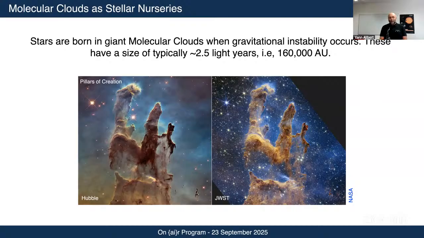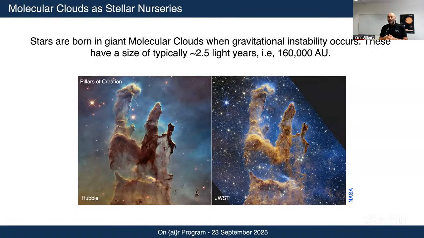So what is a giant molecular cloud? This is a very big cloud of cold gas, very, very large. To give an idea of the order, the size of these clouds is light years, or hundreds of thousands of astronomical units. So what is a light year? A light year is the distance that light travels during 1 year, and this is around 10,000 billion kilometers. So it's a huge, huge distance.